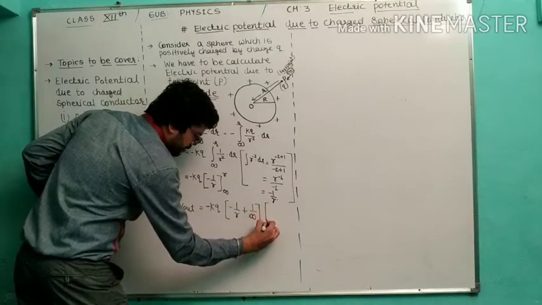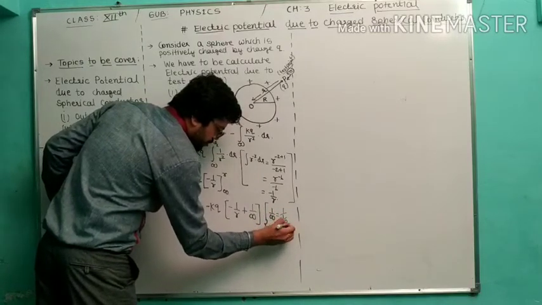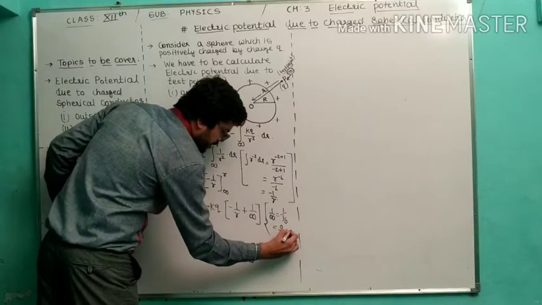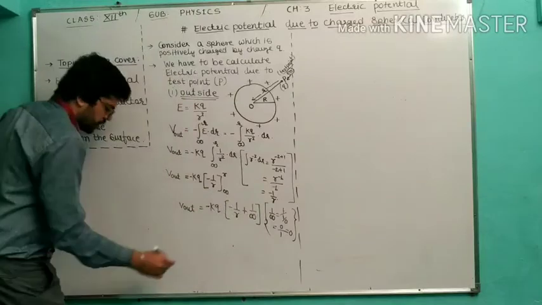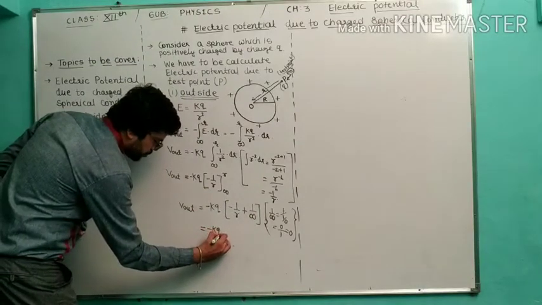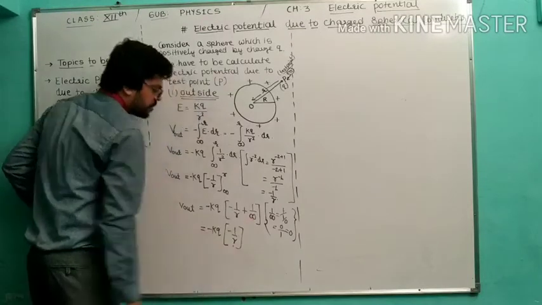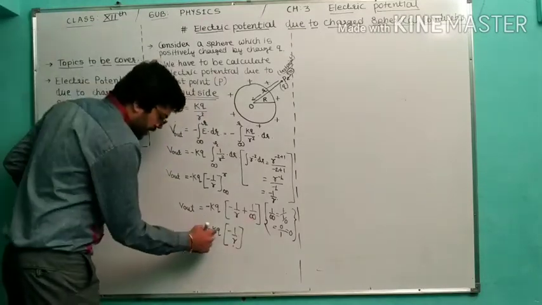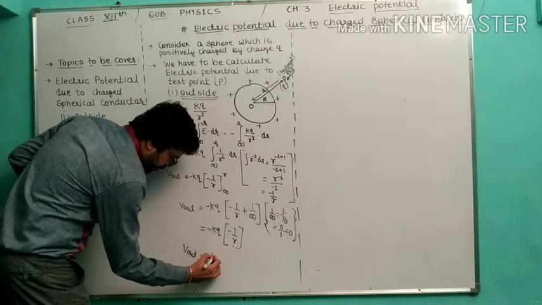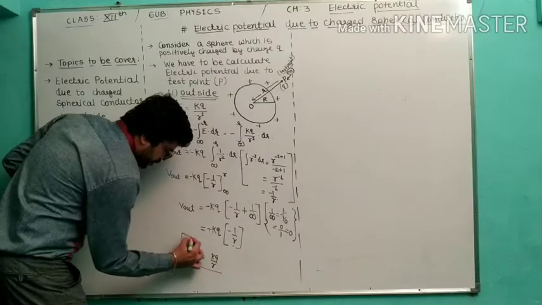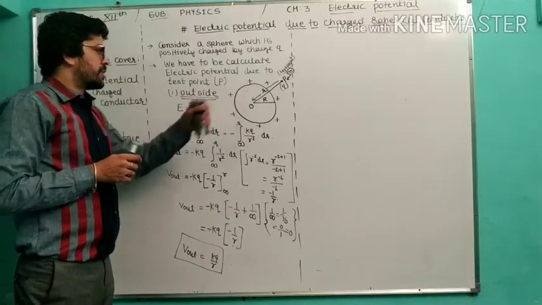As you know, 1 upon infinity means 1 upon a very large number, so 0 becomes the numerator, and 0 by 1 is 0. So we also got why 1 upon infinity is 0. So here minus KQ and this is minus 1 upon r, because the other term becomes 0. Negative negative becomes positive, and we get KQ upon r. So this is the electric potential outside the sphere.